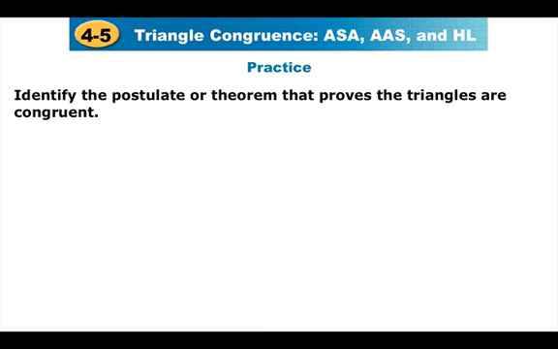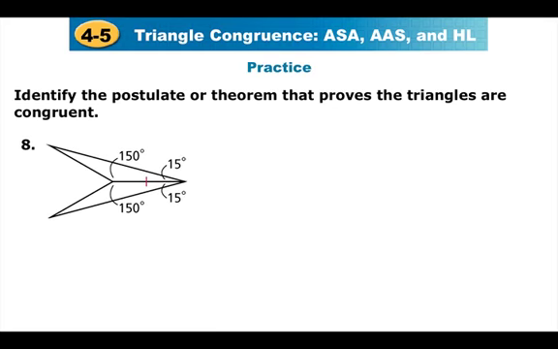It says identify the postulate or theorem that proves that triangles are congruent. So in this case, you need to determine which shortcut you can use to show that these triangles are congruent. If you look at the given information on number 8, you have that this angle is congruent to this angle, and this side is congruent to this side. So are these two triangles congruent? The answer is yes. By what? By angle, side, angle. And notice that this is the included side that you saw earlier.